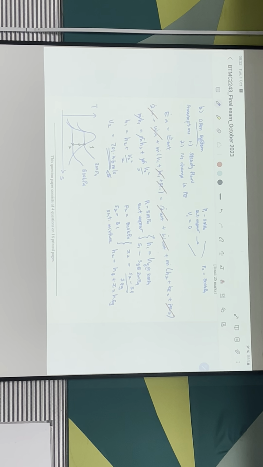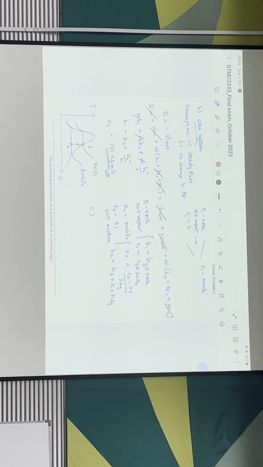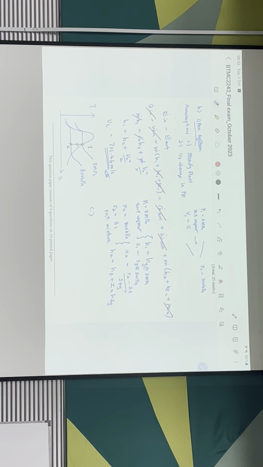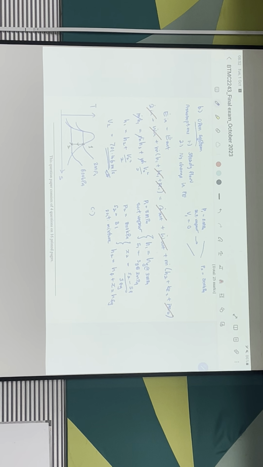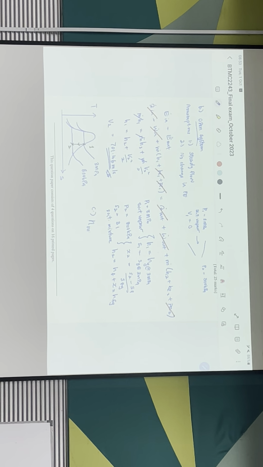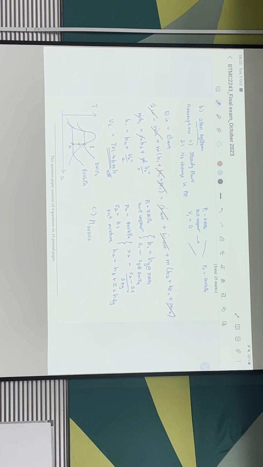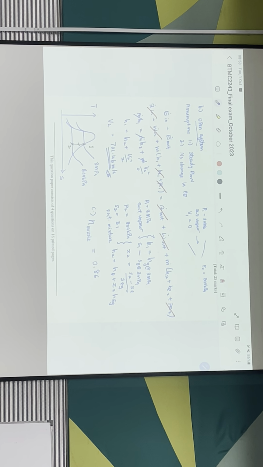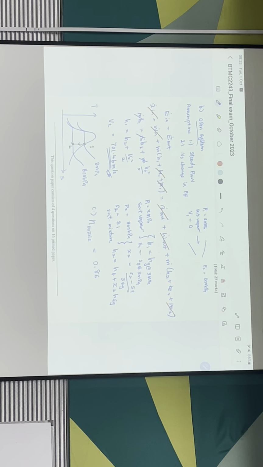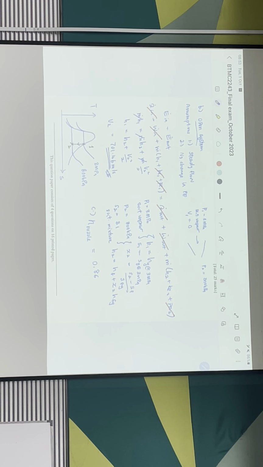Okay, so just now, for part C, we read about the question as well, so we can actually just start with it. C asks for the actual velocity if you have a certain value for isentropic efficiency. So the isentropic efficiency of the nozzle is 0.86.